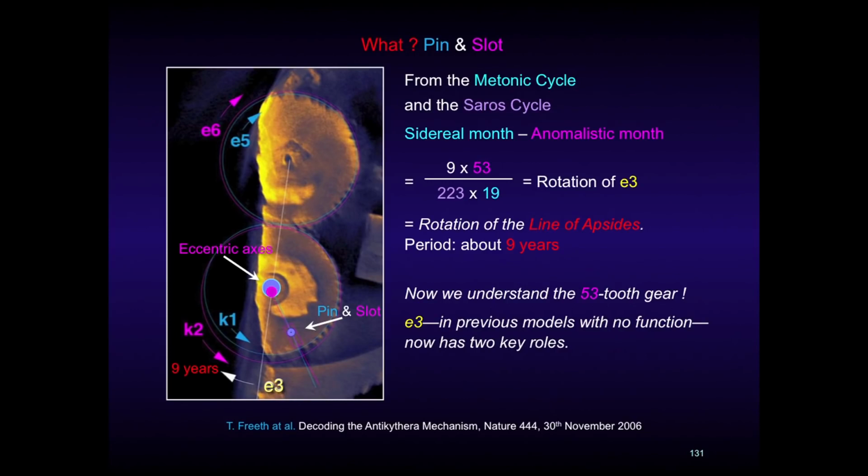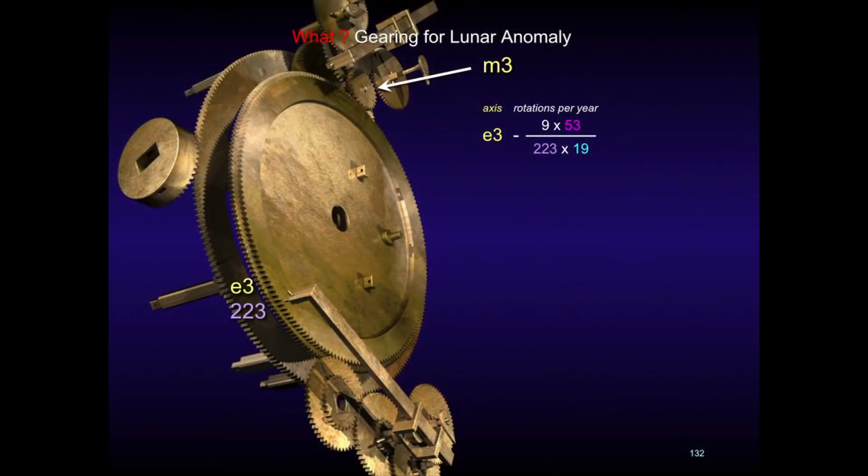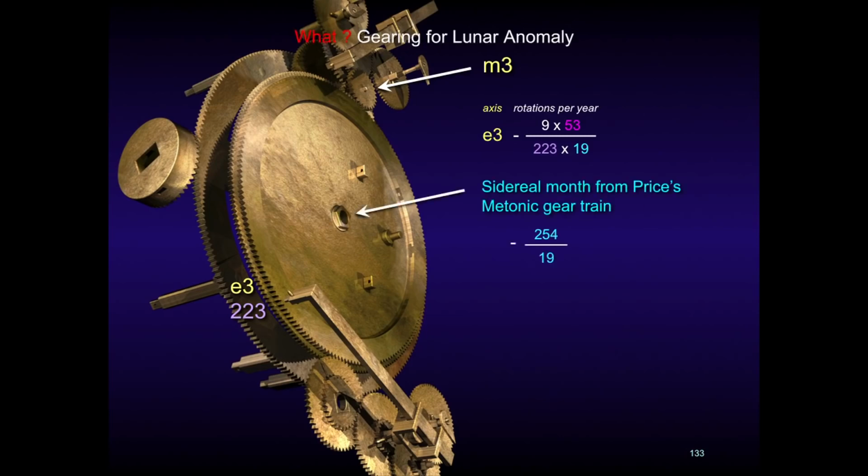Now, E3 had no role in any previous models. Now it's got 2 roles. It turns the Saros pointer, and it carries epicyclically this little pin and slot device to model the epicyclic theory of the moon. Let me put this together. That's E3 rotating at this rate, with a period of just under 9 years. You remember Price's little Metonic gear train, which output on a little regular pentagon with a hole through it. This calculates the mean sidereal month.